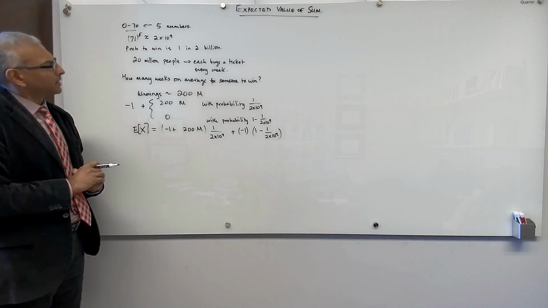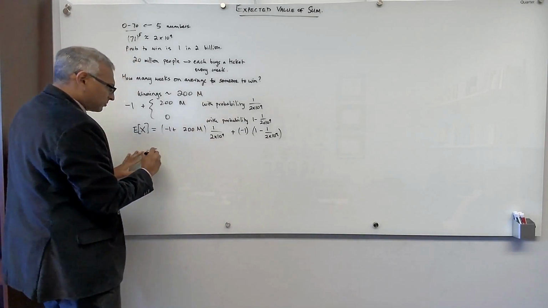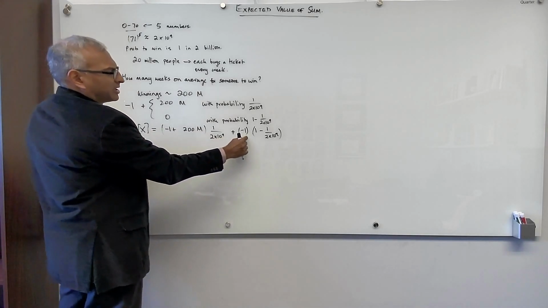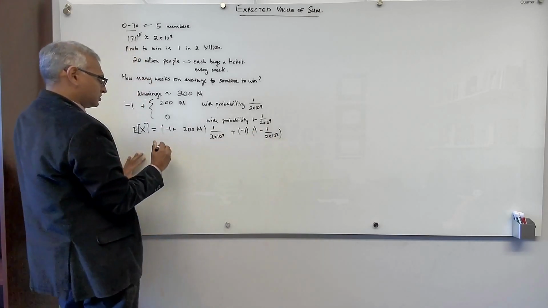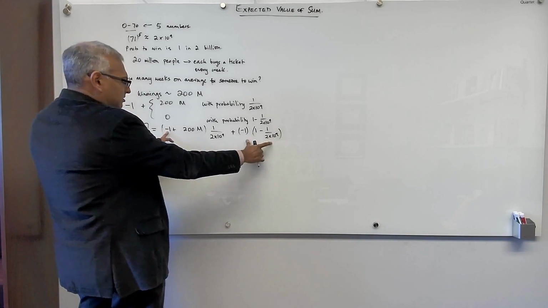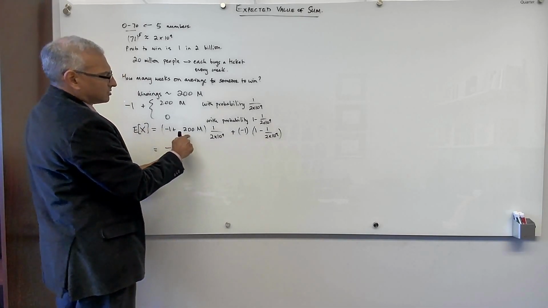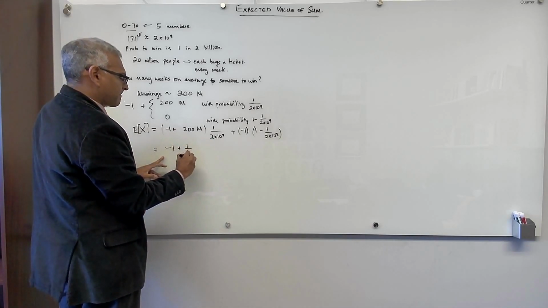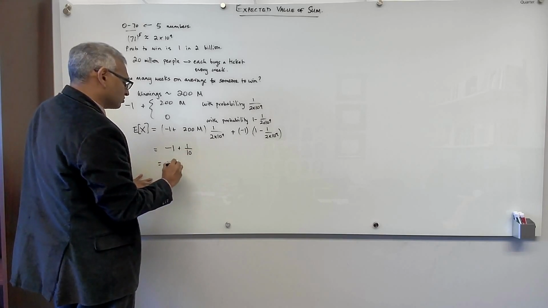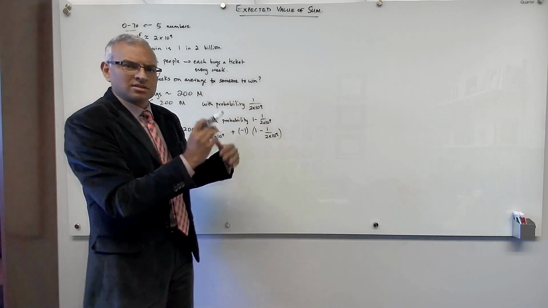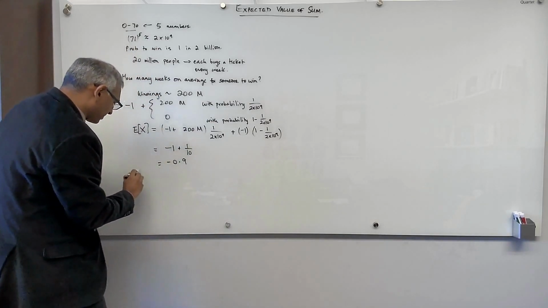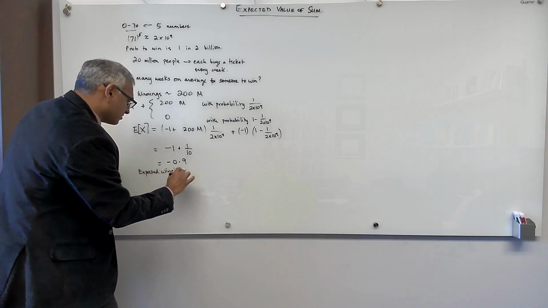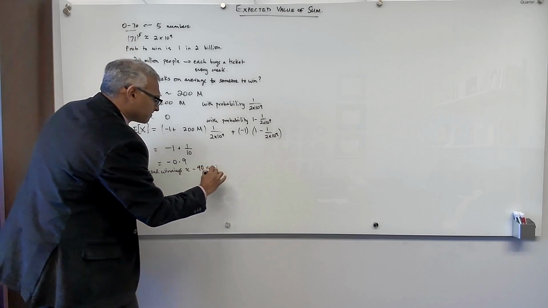So your expected winnings are minus 1 times 1 in 2 billion, plus minus 1 times 1 minus 1 in 2 billion. These two terms add up to minus 1. Plus 200 million divided by 2 billion, that's 1 in 10. So this is equal to minus 0.9. Your expected winnings in such a lottery are approximately minus 90 cents.